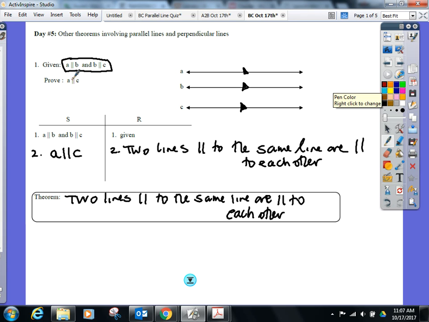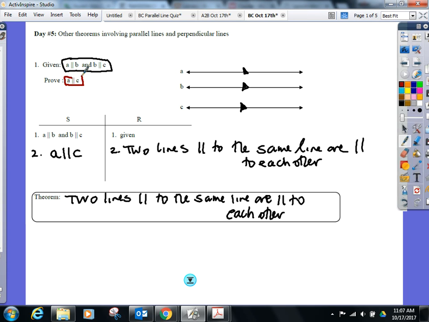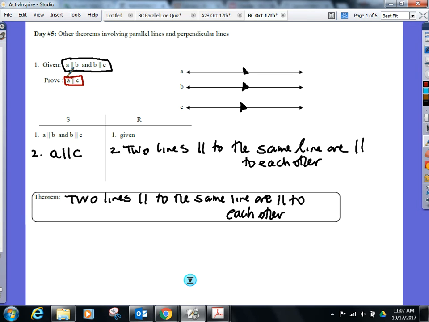And hopefully by Monday now you can tell me that conclusion, A parallel to C on the back, along with the theorem. Okay, so on the back of your index card, A parallel to C, along with 2 lines perpendicular to the same line are parallel to each other. Okay, so the givens on the front, conclusion and theorem on the back.